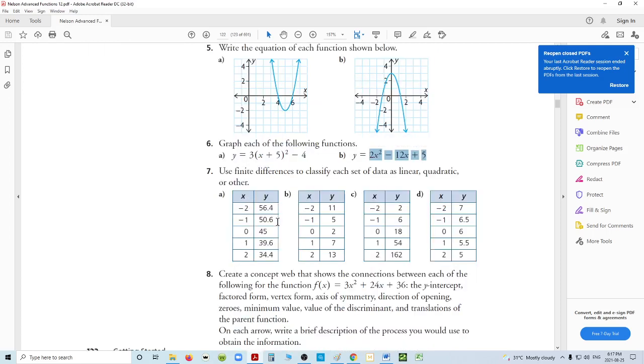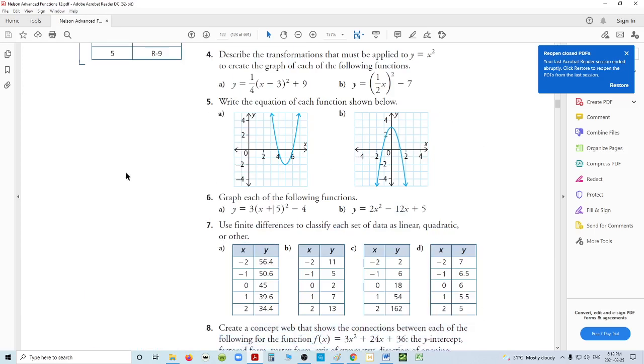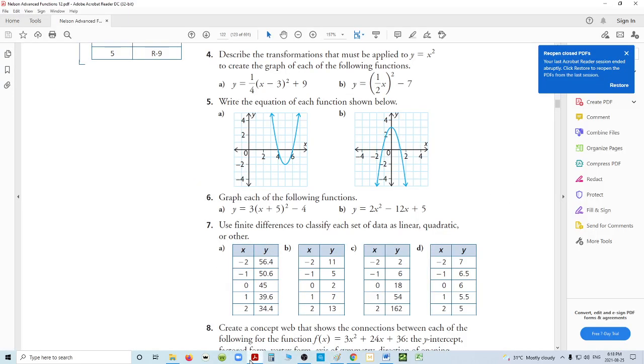Finite differences, again, very important. And they only want to know if it's linear, quadratic, or other. And then they want you to practice getting this in all 3 formats for parabola. I'd say the only tough one here is getting the correct values for those graphs in number 5.